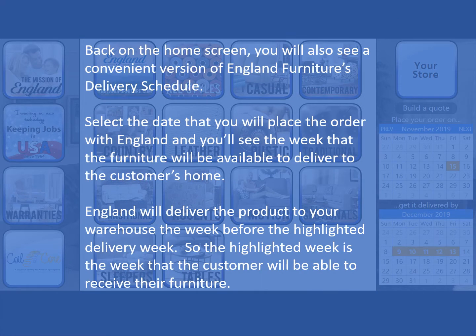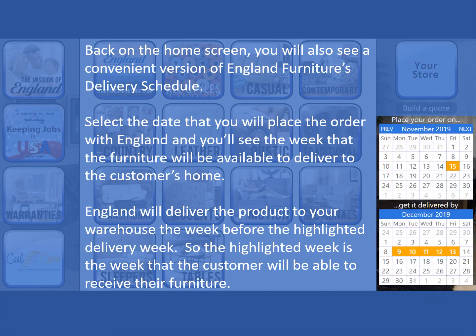Back on the home screen, you will also see a convenient version of England Furniture's delivery schedule. Select the date that you will place the order with England and you'll see the week that the furniture will be available to deliver to the customer's home. England will deliver the product to your warehouse the week before the highlighted delivery week, so the highlighted week is the week that the customer will be able to receive their furniture.